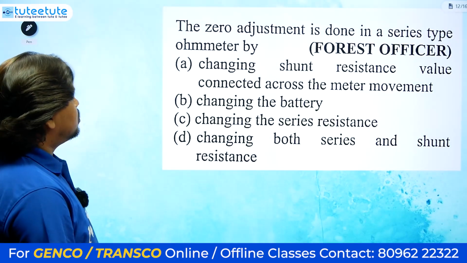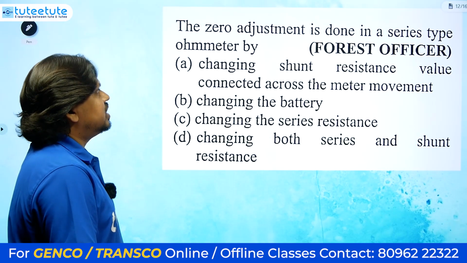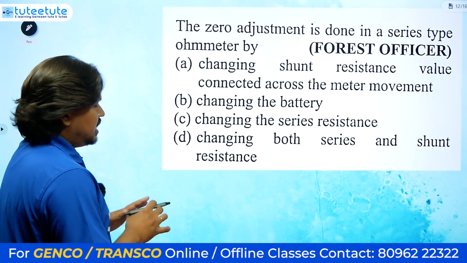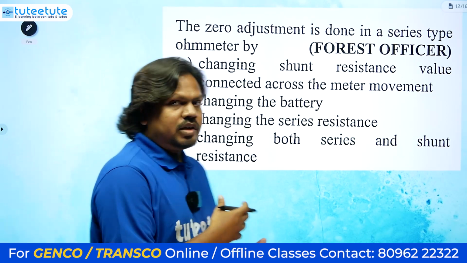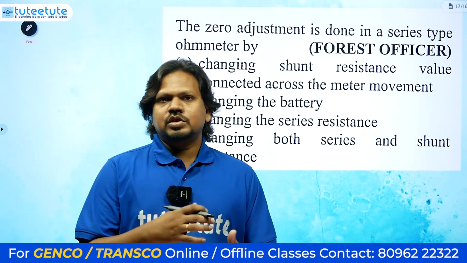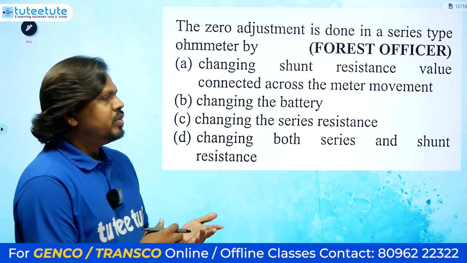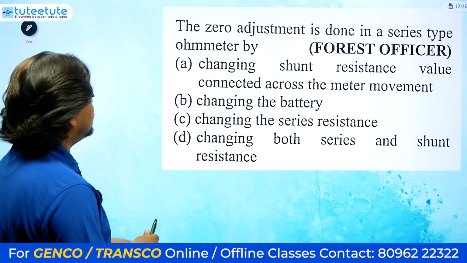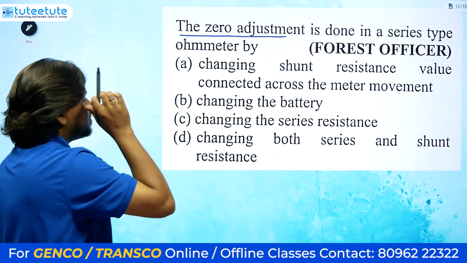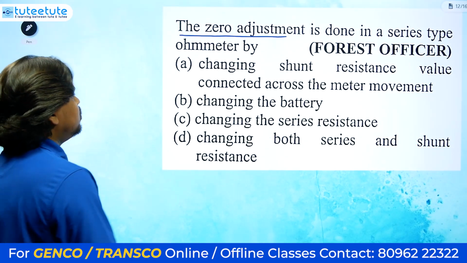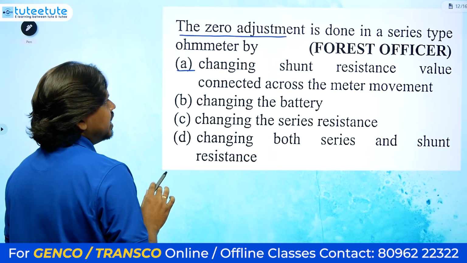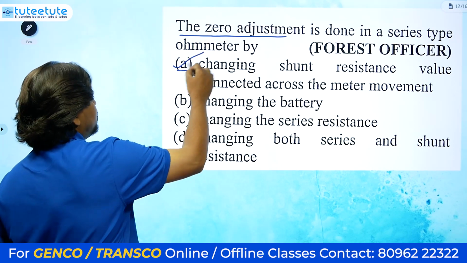On to the next question: the zero adjustment in a series type ohm meter is done by. Generally, you might not have studied ohm meters and Megger in depth. But if you see the construction of the series ohm meter, the zero adjustment we have to do is by changing the shunt resistance value connected across the meter movement. Remember this one.